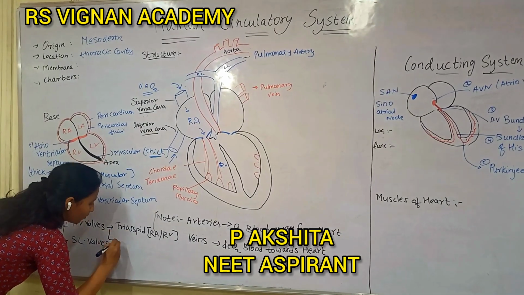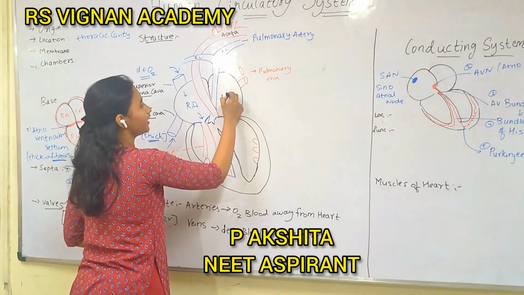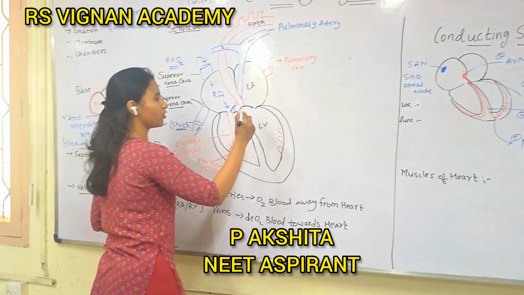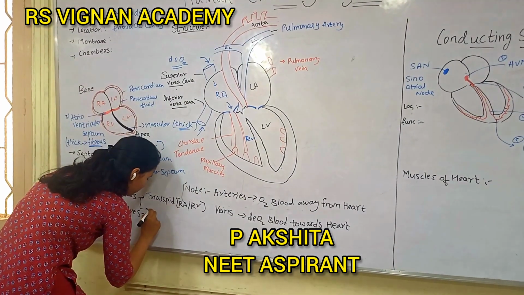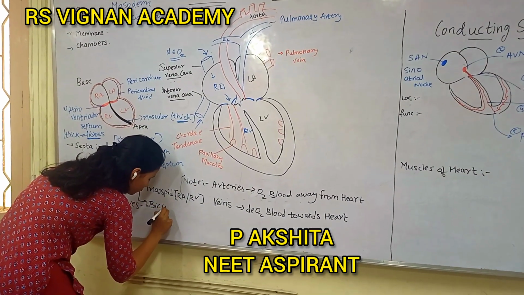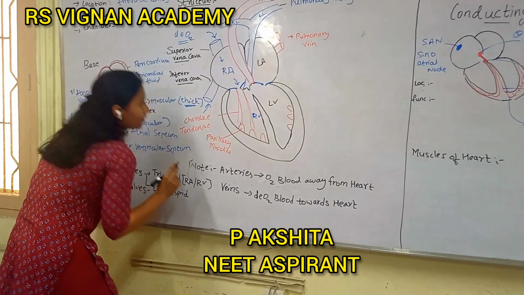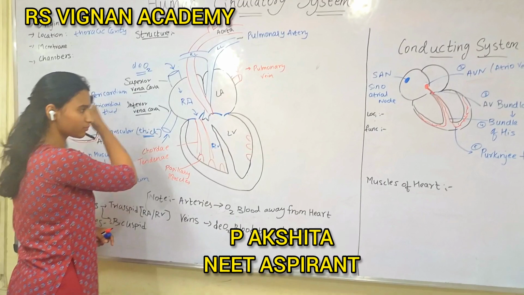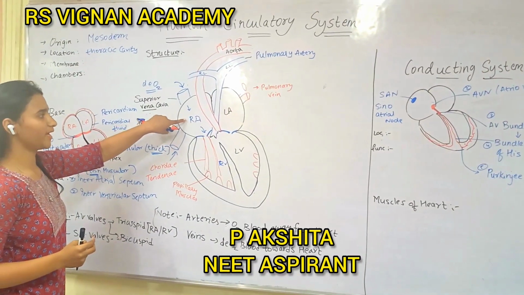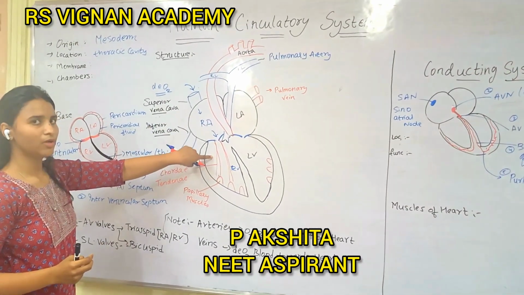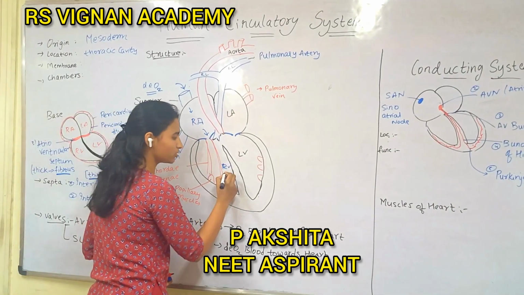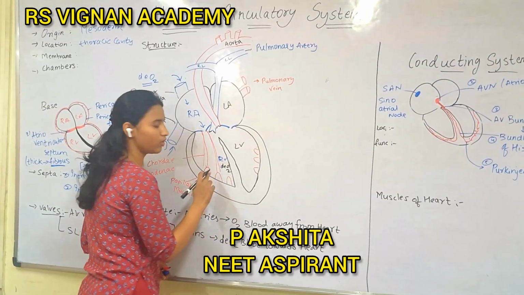Now, here at the left atrium and left ventricle, you have another pair of valves which are called the bicuspid valve. See, this is the tricuspid valve and this is the bicuspid valve. Now, the blood will flow from the right atrium to the right ventricle with the help of these valves. Now, from here, this is the deoxygenated blood. Now, we need oxygenated blood.